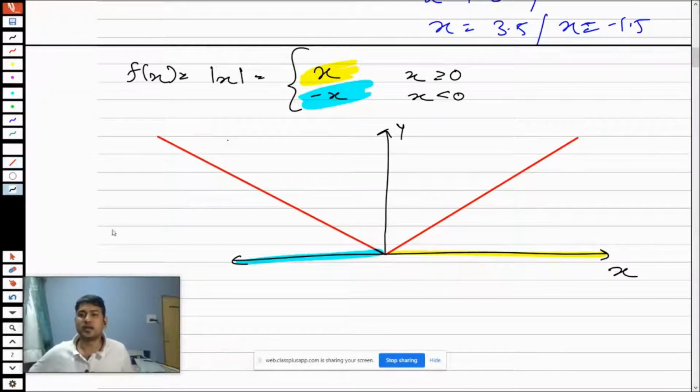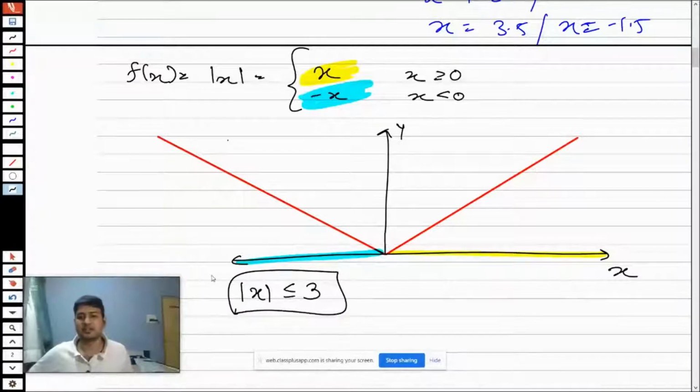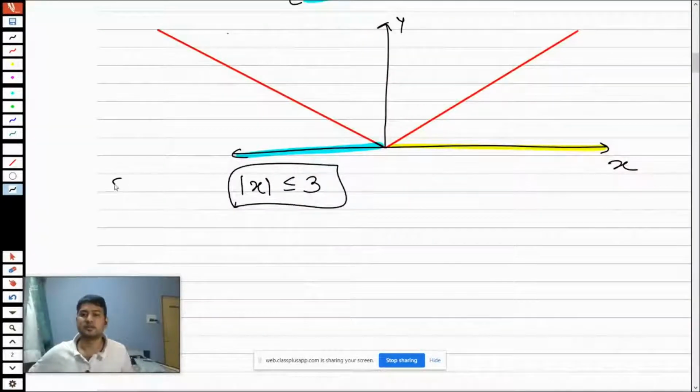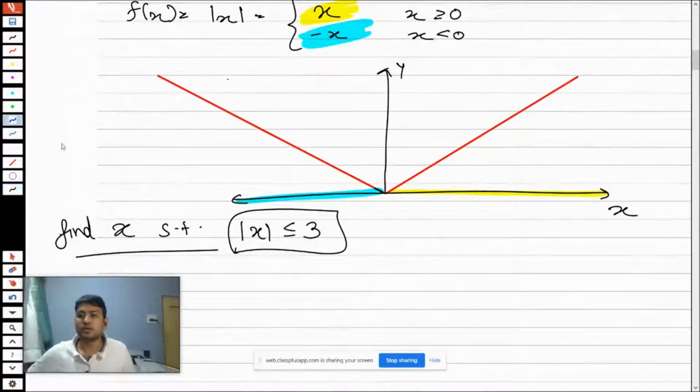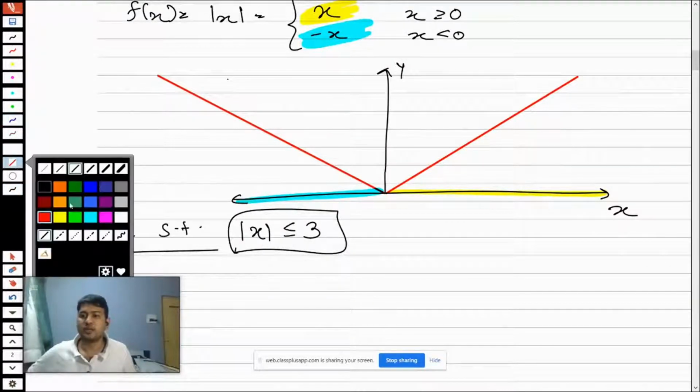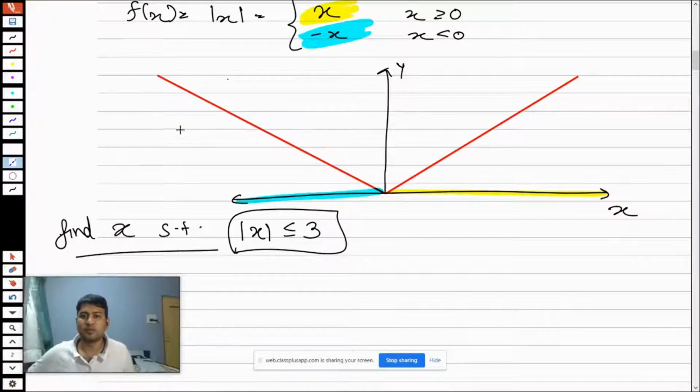Suppose I am interested in mod x less than or equal to 3. Suppose I am asking: find x such that mod x is less than or equal to 3. Alright, so what I will do is draw a line parallel to the x-axis.